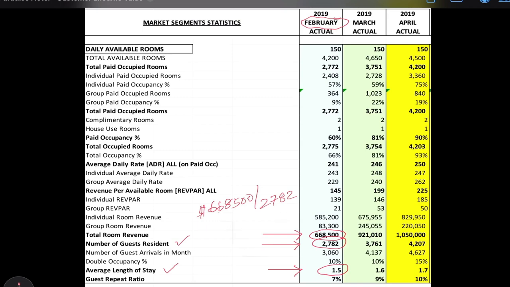So taking this calculation further, the 668,500 revenue is divided by 2,782 residents and further divided by 1.5 average length of stay. What does that give you? It actually gives you average spend, but per stay.